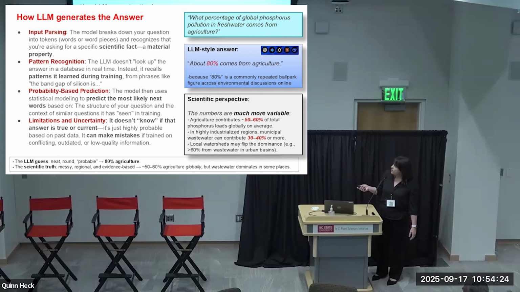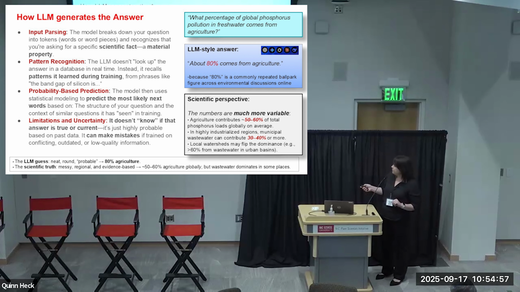Then, of course, it does a probability-based prediction. It does statistical modeling to predict the most likely next word based on the structure of your question. So the structure of your question will bias your answer. Keep this in mind: the way you ask the question is what you get. And it doesn't know if the answer is true or correct. It's just statistics, based on what it's trained on, based on the model. Every model you ask the same question, you're going to get a slightly different answer.